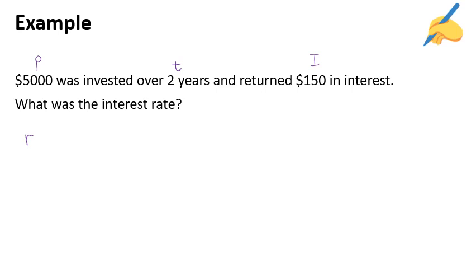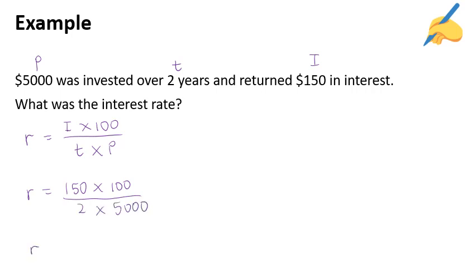So the formula to find the rate is I times 100 divided by T times P. Then I can substitute in the values. So I is 150 times 100, T is 2, and the principal is 5,000. Pop that in the calculator and it equals 1.5. So the interest rate is 1.5%.